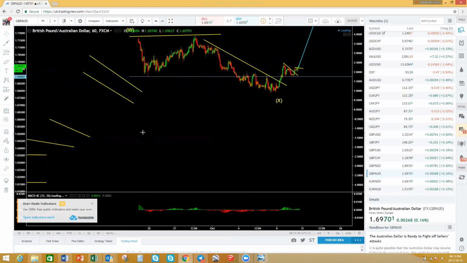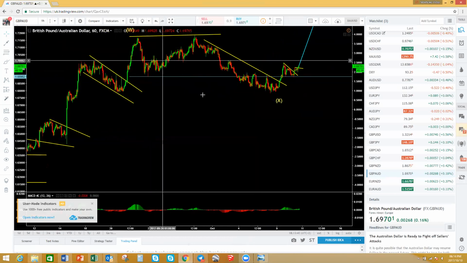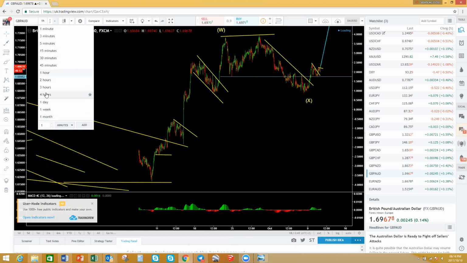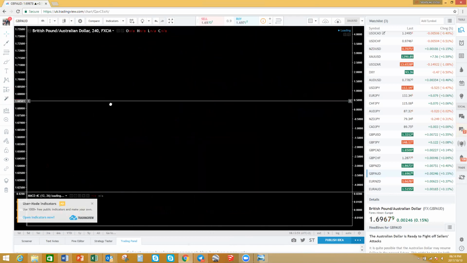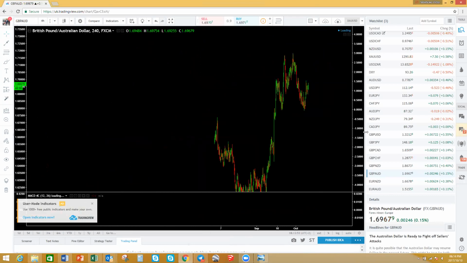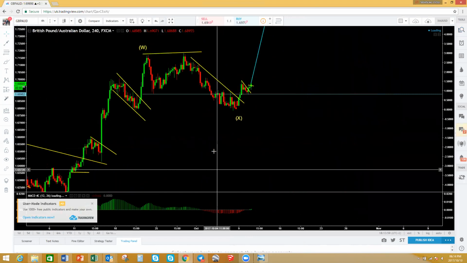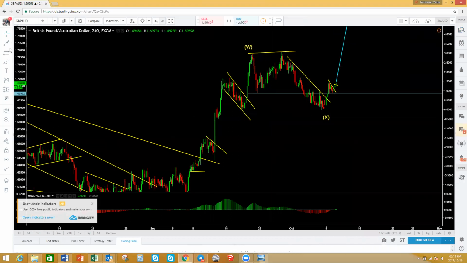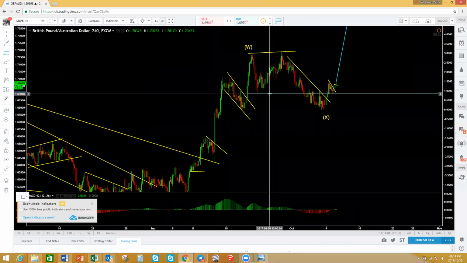Okay, so GA. Yes. So that's GA. So this was the analysis before. Textbook stuff. So you can see here I'm having a classic expanding flat. Okay. Expanding flat.